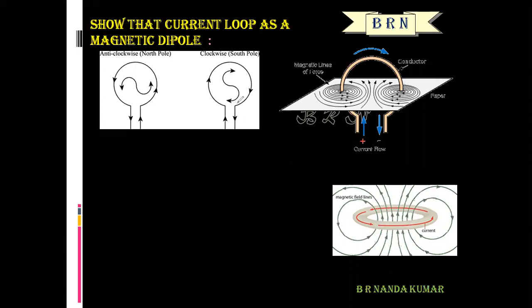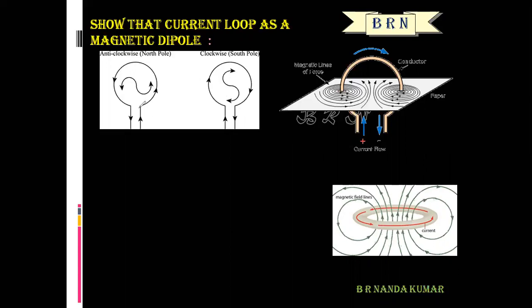Or in other words, if the south pole of the bar magnet is moving towards the face of the loop, the south pole of the bar magnet will experience a repulsive force. So it confirms that the face of the loop in which current flows clockwise behaves like a south pole.